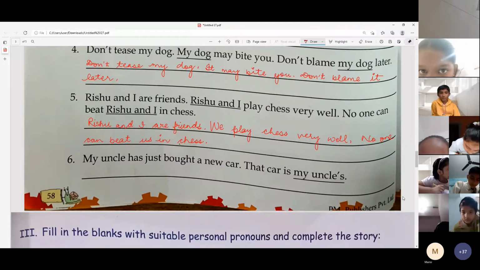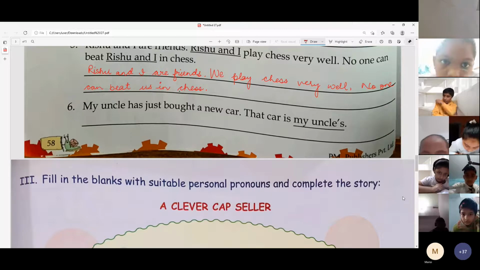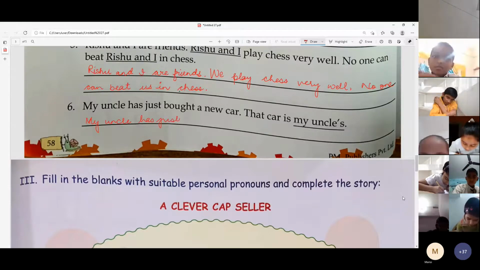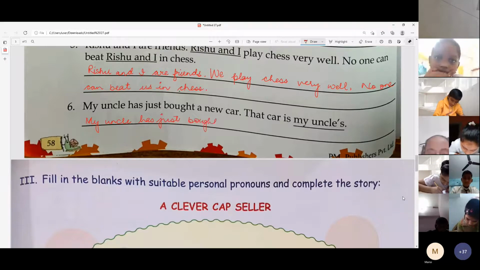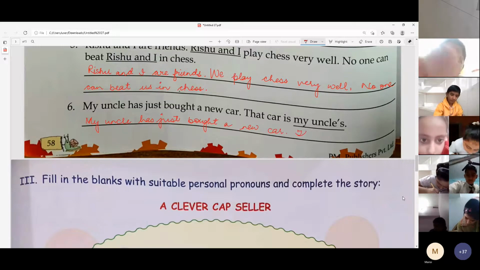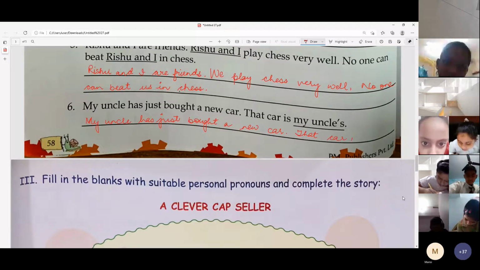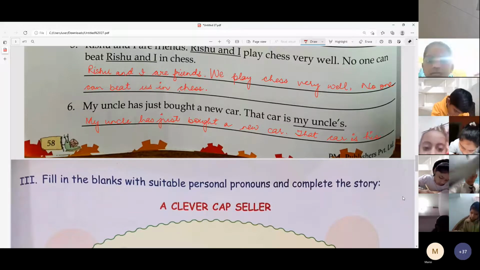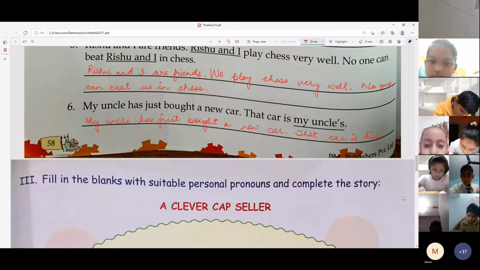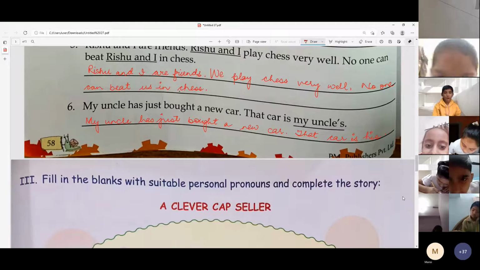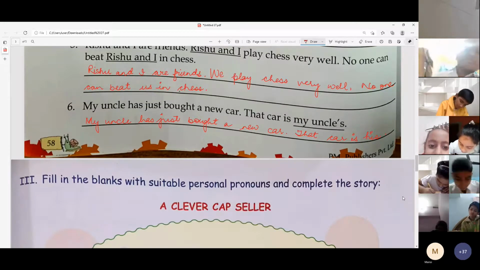My uncle has just bought a new car. That car is my uncle's. So my uncle has just bought a new car. That car is my uncle's, it is written, right? So you'll write his. Okay? Clear this much? Yes, ma'am. Okay, wait.